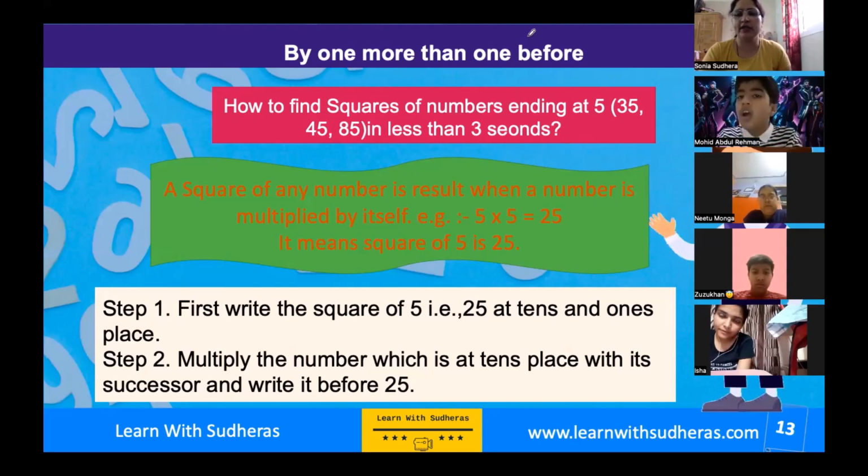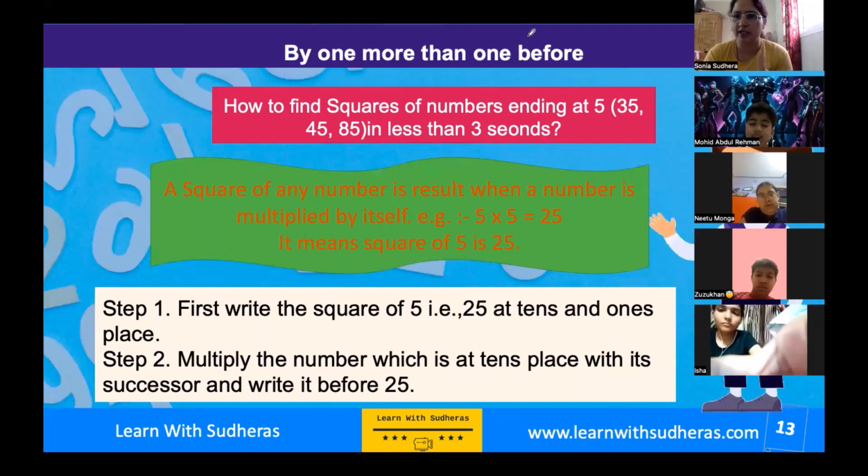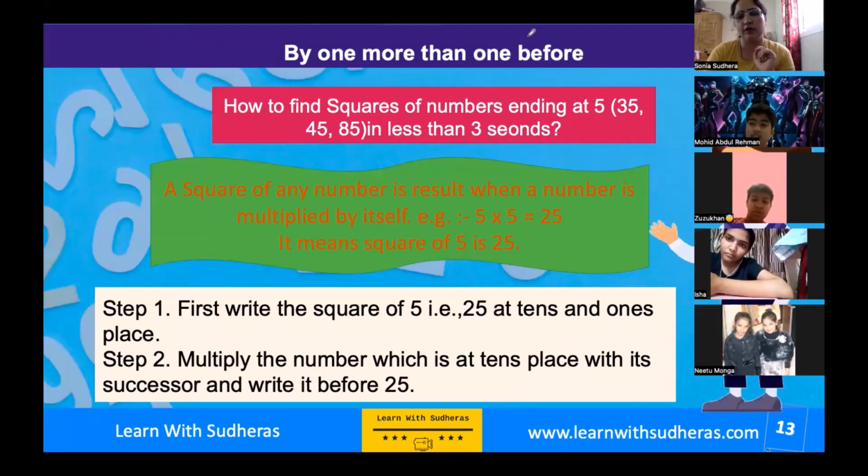Now with this trick, we can find squares of only those numbers that have 5 as the ending digit. Any two-digit number which has 5 on its unit place, like 35, 45, 55, only these numbers. Now we are doing the trick for these numbers. Later on, we will do the trick for any number. Any two-digit, any three-digit, any four-digit. But for now, we are doing only for numbers ending at 5.